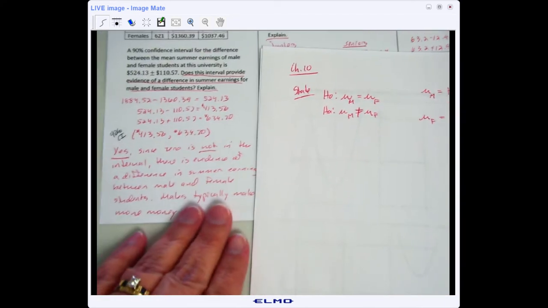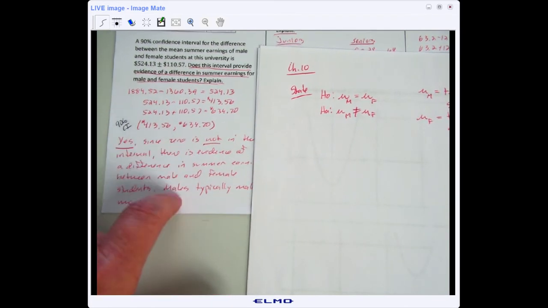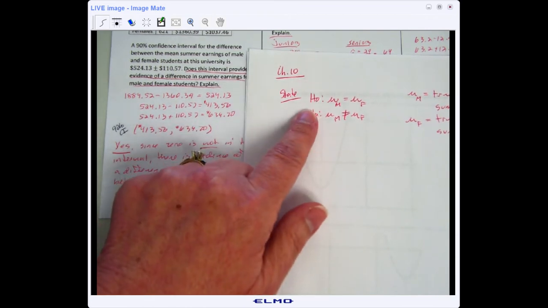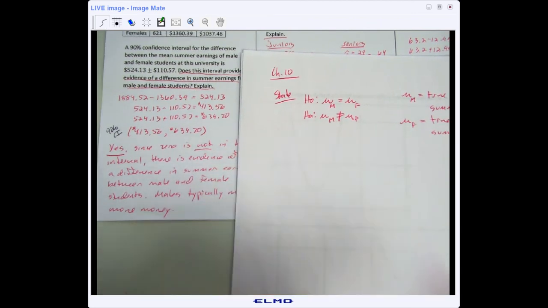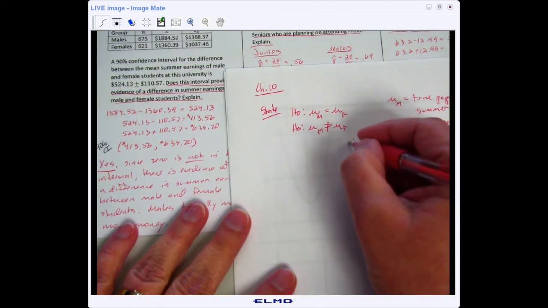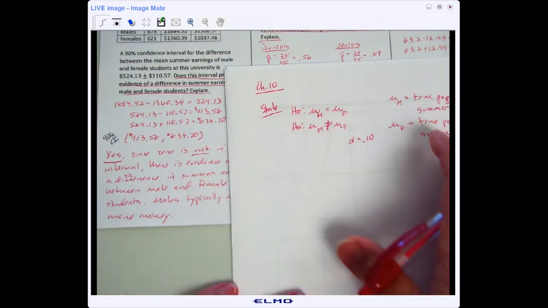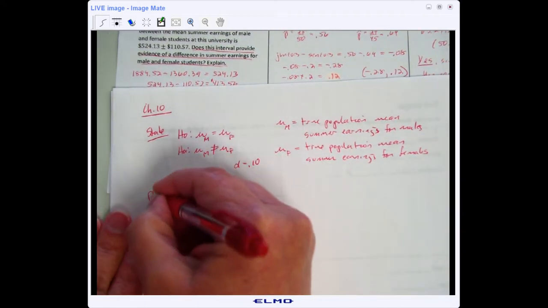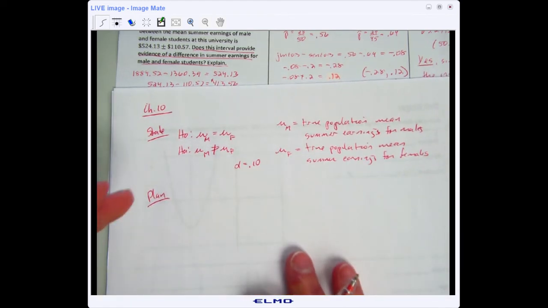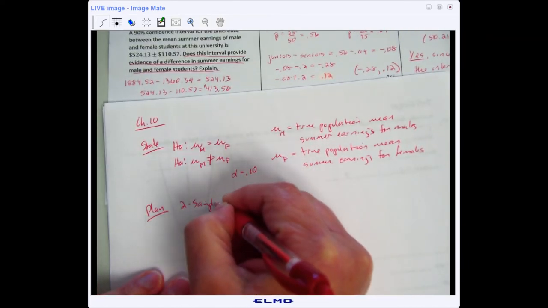But if you remember back here, 0 was not in the interval. So we do have evidence that there is a difference, and I'm going to have to reject the H0, because I have evidence that they're not the same. This was a 90% confidence interval, so I'm going to do an alpha of 0.10. So I've done my state. Now let me do my plan. Again, this isn't a 1 sample t-test. This is a 2 sample t-test because I'm looking at 2 different samples.